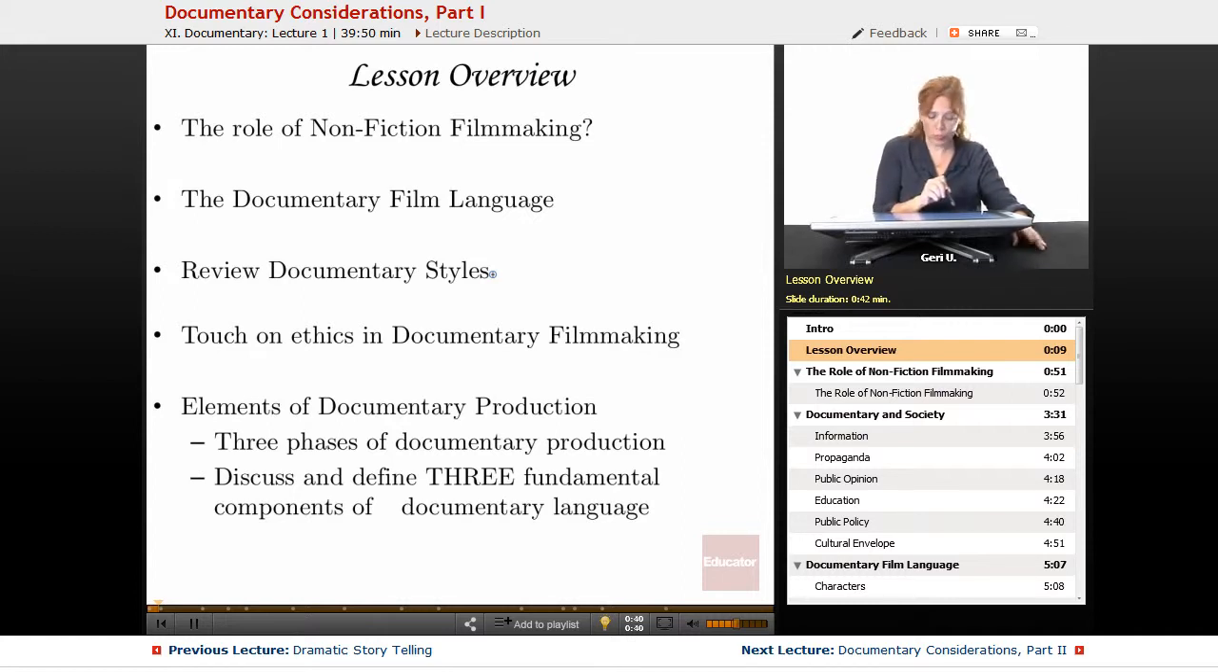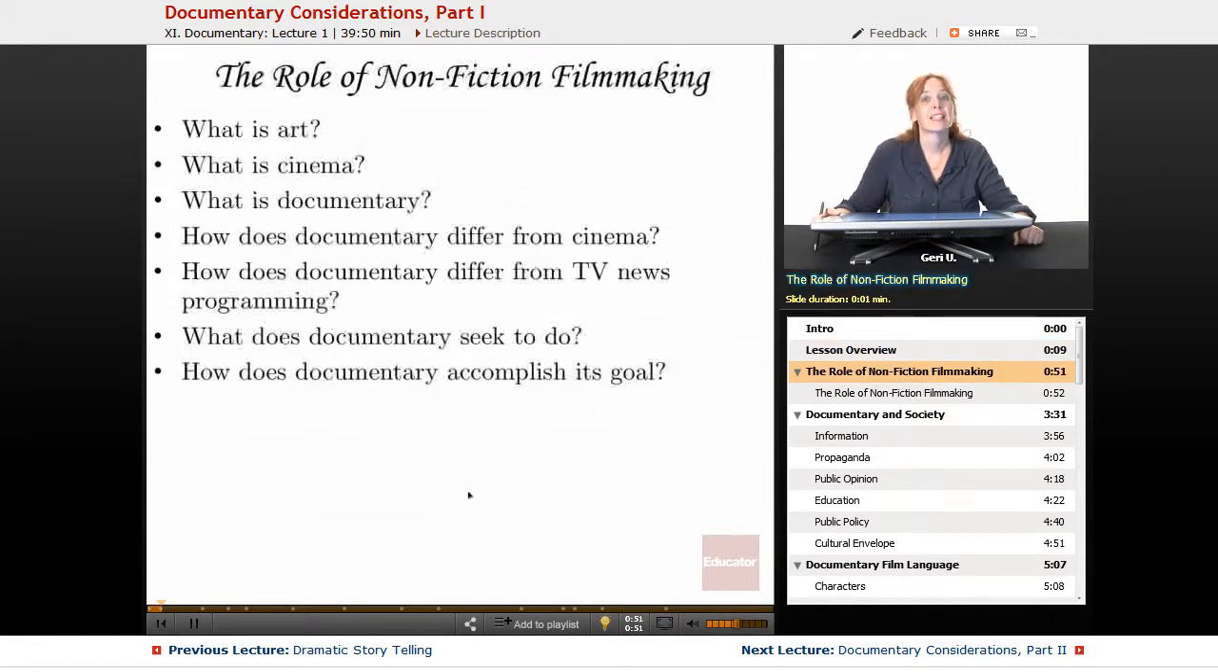So there are 3 phases of documentary production. We'll talk about them, how they differ from fiction production. And we'll also discuss and define 3 fundamental components of documentary language. Let's begin. Okay, so what is the role of nonfiction filmmaking?